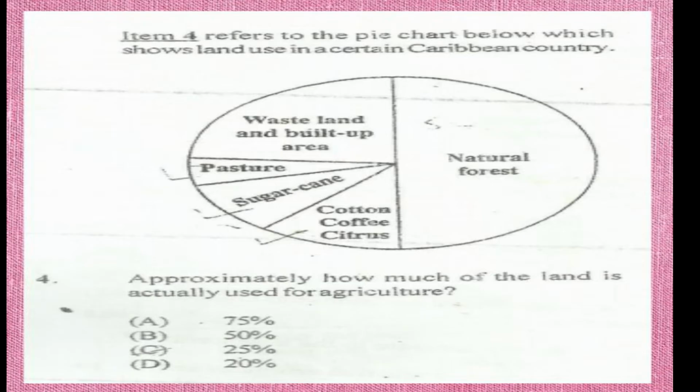Let us try to identify the agricultural lands from the pie chart. Pasture, the sugarcane production, cotton, coffee, citrus production. So all those lands were basically created by man and they are related to agriculture. So judging the percentage, you could see that takes up about a quarter of the pie chart, which is 25%. So the best answer is C, 25%.